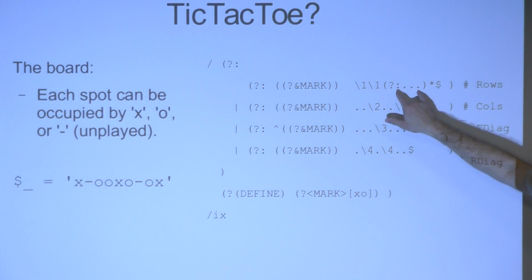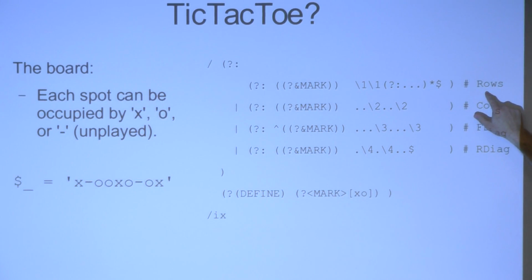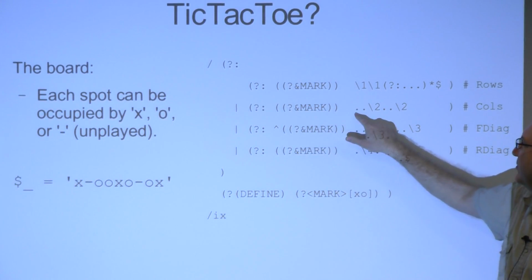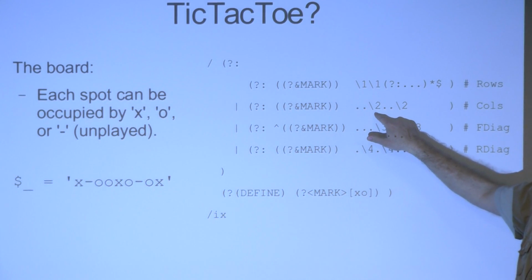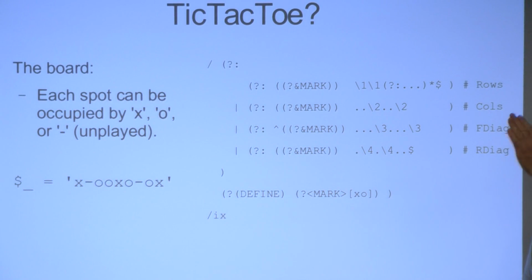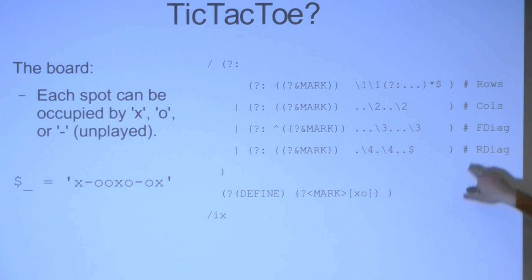applies at the beginning of any row, then we have a row-wise win. Here, if we have the mark followed by 2 of anything else, followed by the mark again, followed by 2 of anything else, followed by the mark again, now we have a column, and it can be any column that won. Here we have a forward diagonal, and here we have a reverse diagonal. And so this can determine if there is a winner in a given tic-tac-toe board. It won't tell you who got there first. You have to test them individually as they put their moves in.